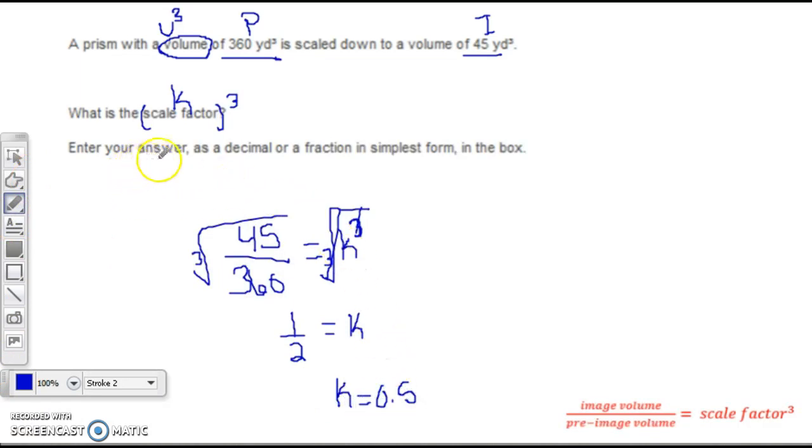And it says to enter your answer as a decimal or a fraction. So I think either of those will be fine in the OHS. So just whichever one you prefer to type in.